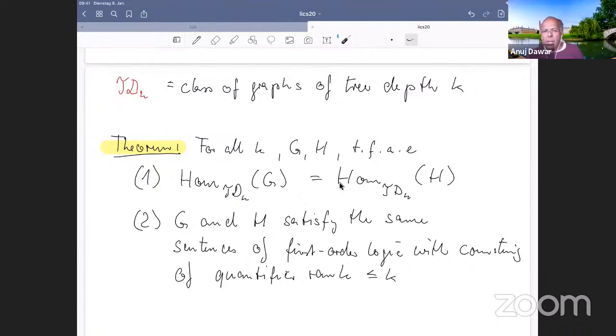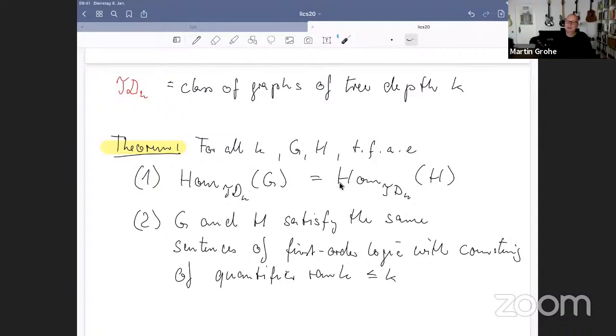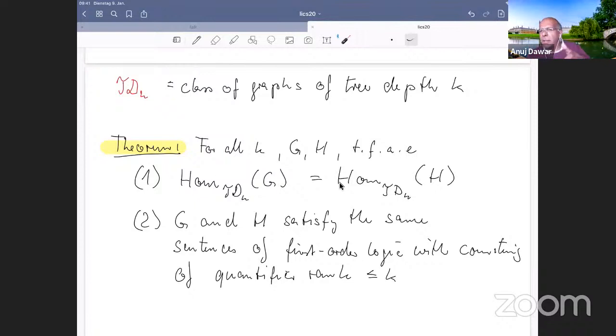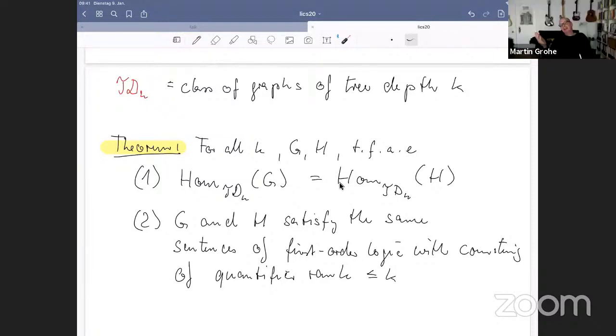So in your theorem, you say sentences of first order logic with counting. Actually, you could make it infinitary logic as well, couldn't you? I could, yes. Because once you have counting, it makes a difference. Even with bounded quantifier rank, you can get infinitary formulas which are not first order. The thing is, here we look at exactly.